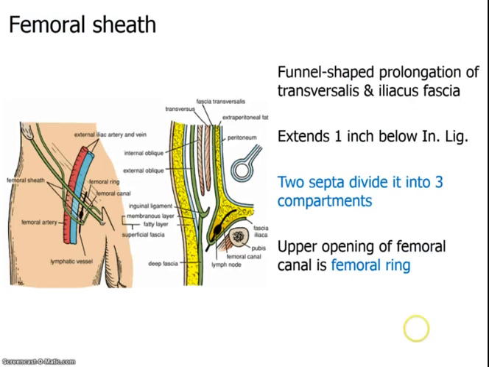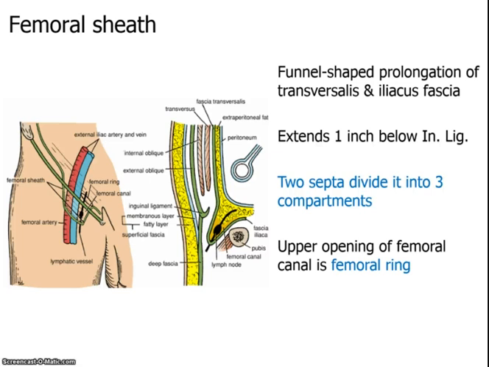A few points about the femoral sheath. Again, we have discussed this in one of the previous lectures. We said that the femoral sheath is a continuation of the transversalis fascia of the abdomen and the iliacus fascia lying on the muscles of the iliac fossa, and the femoral sheath actually extends about 1 inch below the inguinal ligament, and it encloses the femoral artery and the femoral vein inside that.